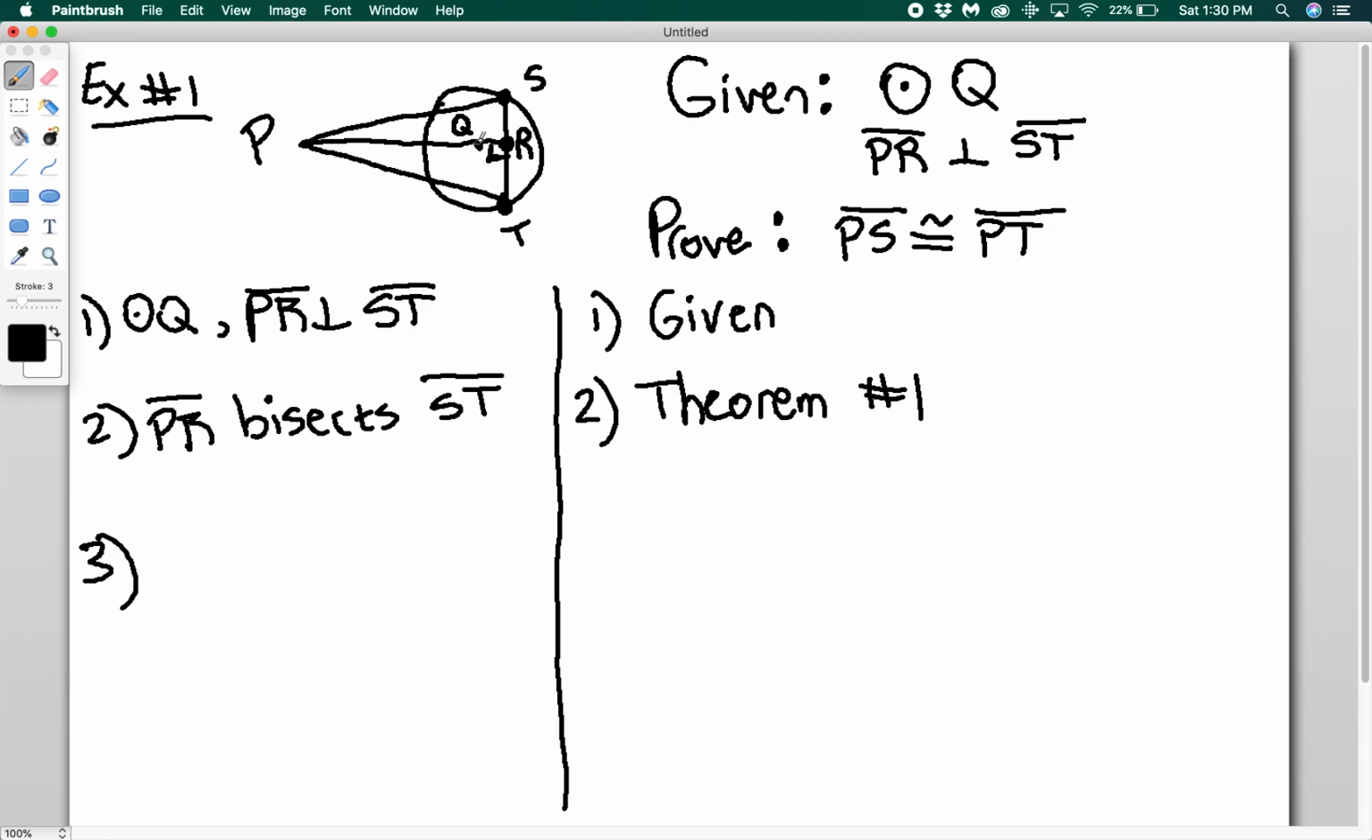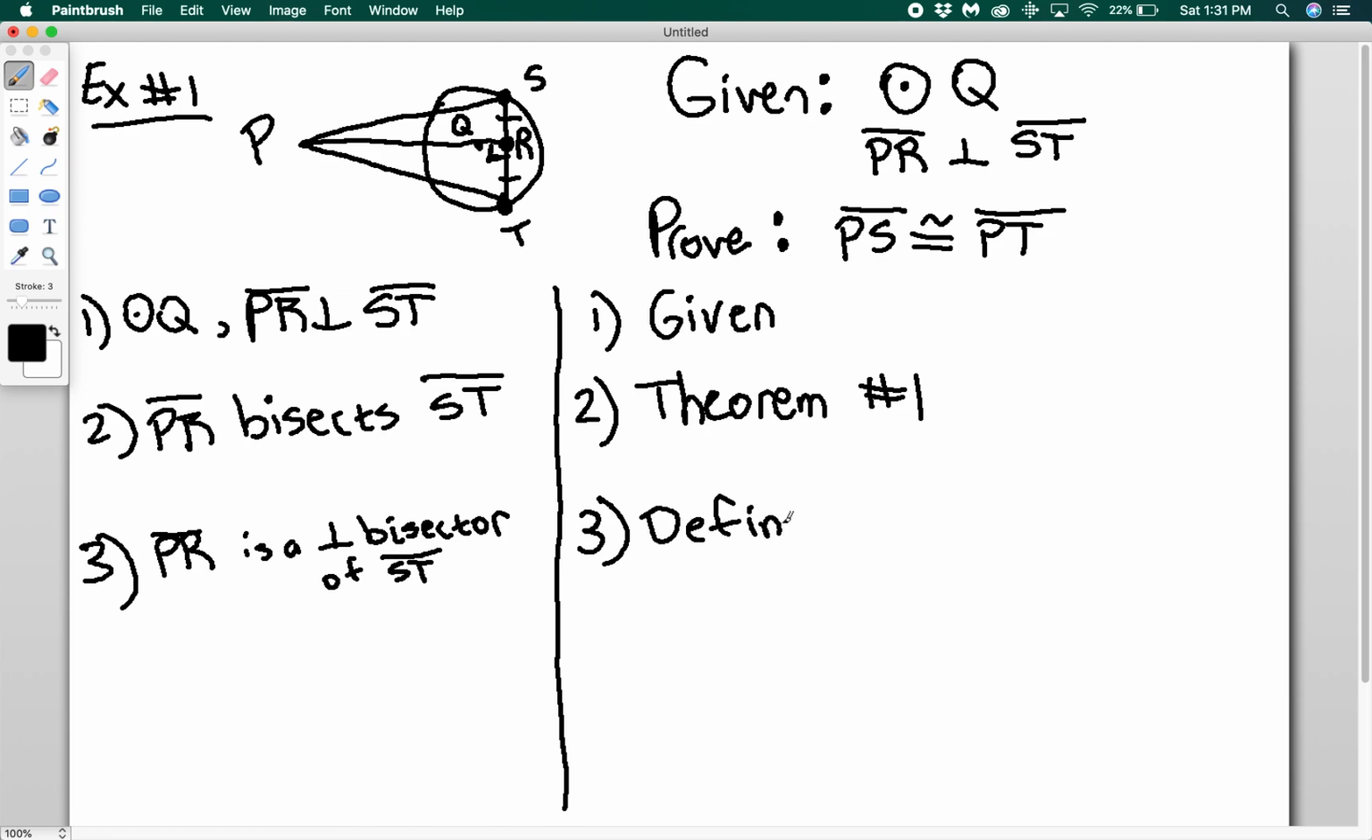So from there, how can I now know that these two pieces are the same? If I know that this line segment is perpendicular to ST, and it also bisects ST, that means that I can say that line segment PR is a perpendicular bisector of ST. And that's just the definition of what a perpendicular bisector is.